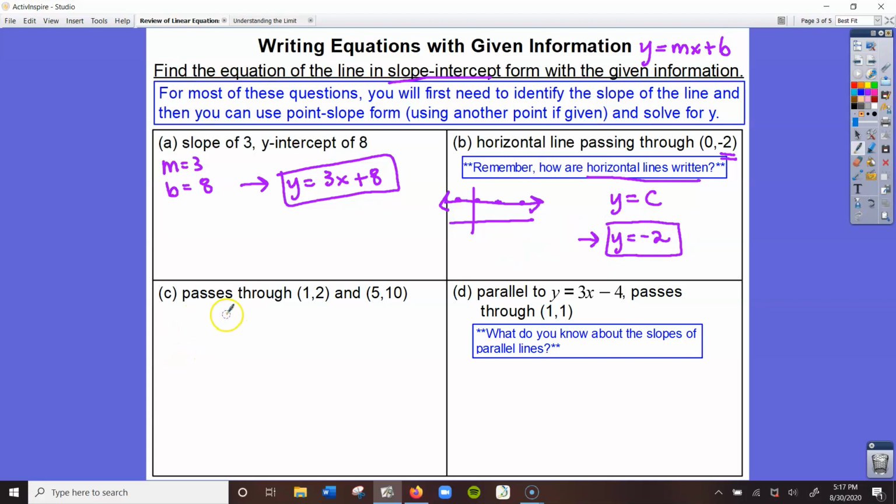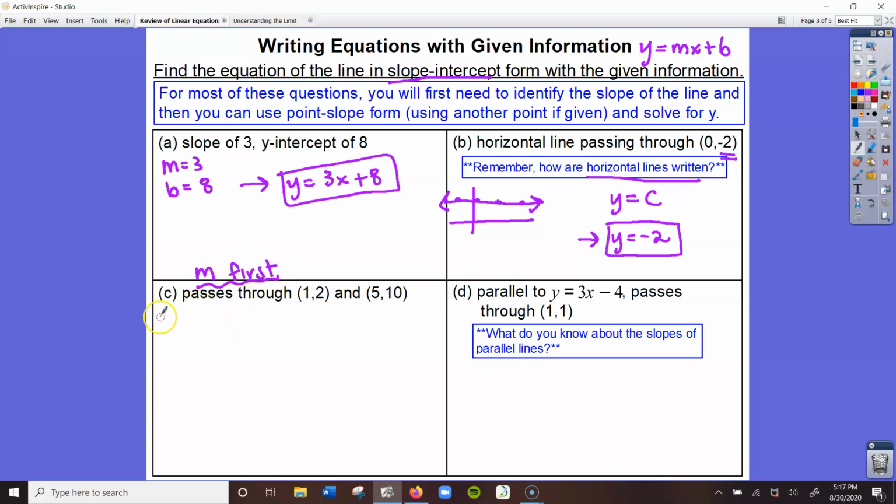Now for part C, we want to find the equation of a line that passes through (1, 2) and (5, 10). Whenever you're writing the equation of a line, you're either going to have to put it in slope-intercept form, like we did in part A, or we're going to have to go through point-slope form first before we can put it in slope-intercept form. Either way, the thing that you need in order to put it in any format is you're going to need to find your slope first.